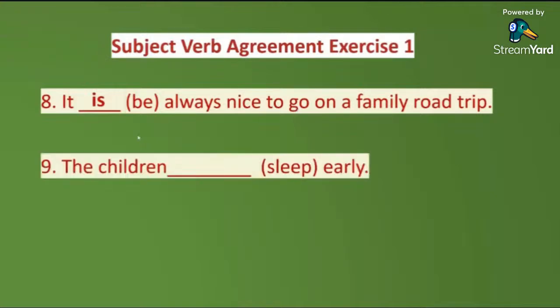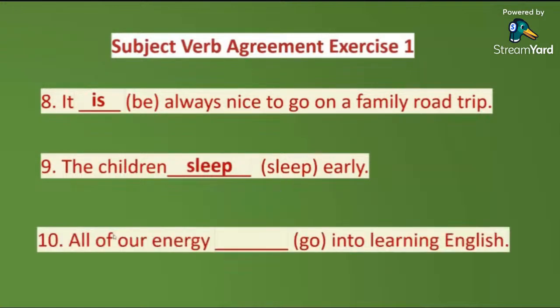Number 9. The children blank early. So the verb inside the bracket is sleep. The children sleep early.